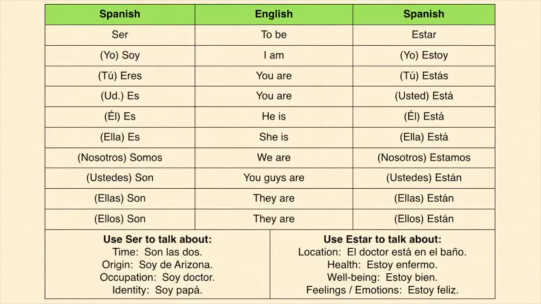Identity, yo soy papá. Another example, ella es mamá. We could say nosotros somos hermanos. Hermanos means siblings. Okay? So we use the ser side to say am, is, or are when we're talking about time, origin, occupation, or identity.